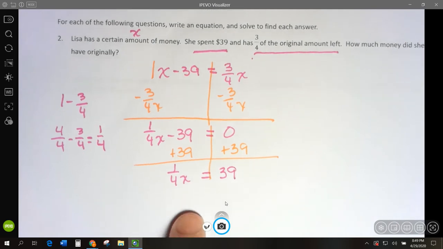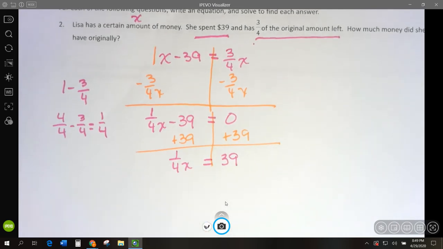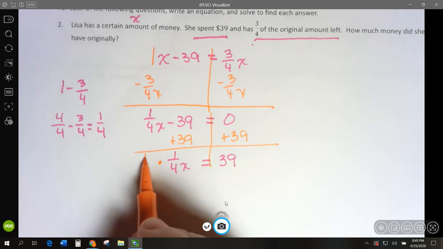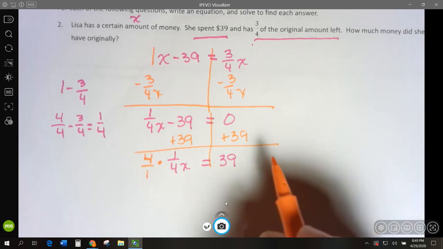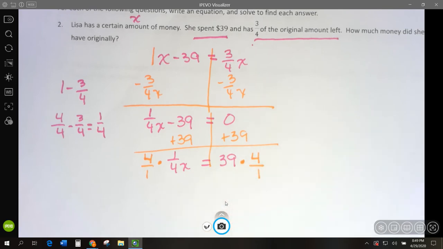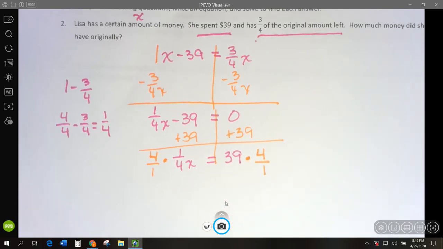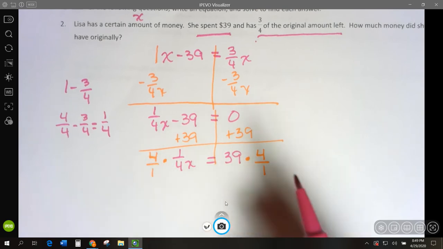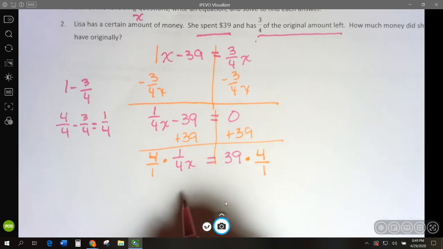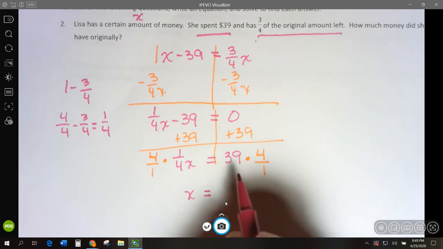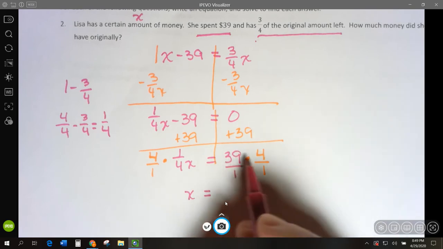Now we have to get rid of multiplying. To get rid of multiplying, we have to divide. In order to divide by a fraction, we actually multiply by its reciprocal. Remember, dividing a fraction is the same as multiplying by a reciprocal. This is going to be 4/4, which is the same as 1. 1x, or we'll just write x, the 1 will be invisible. We've got to make this 39 to be 39/1.